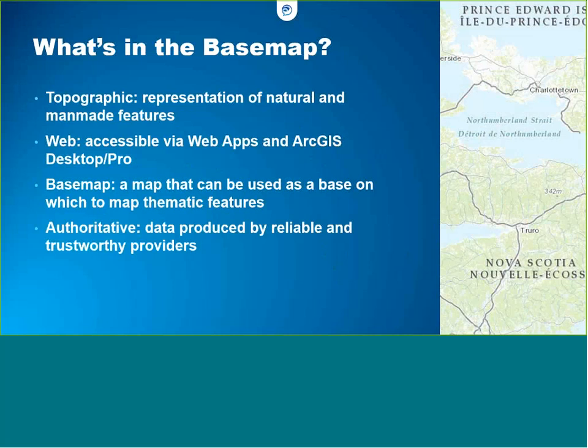You might be wondering what's in the base map. I mentioned a few of those core layers earlier, but there's also that topographic information from natural and man-made features, accessible by the web, different web apps and applications like ArcGIS Pro, etc., and your mobile apps, Collector, Survey123. These are types of things so you can access those base maps and put it where you need that information. Used as a base map to map different thematic features as well. And again, cycle back to authoritative data. So it's reliable and trustworthy providers such as yourselves.